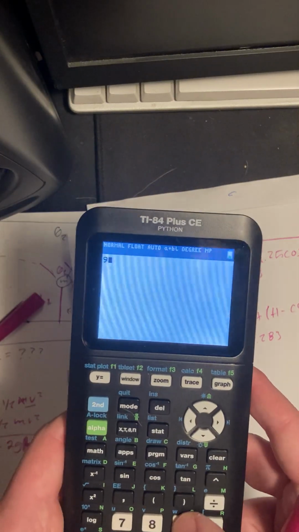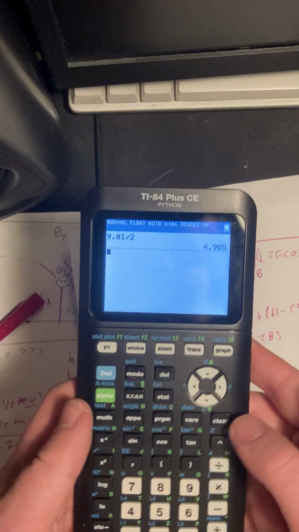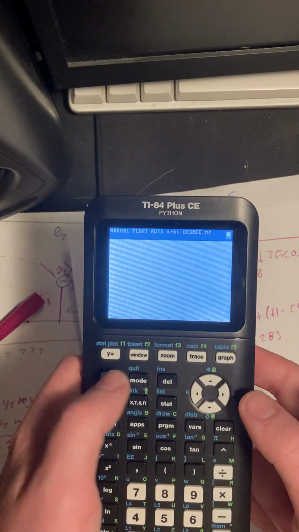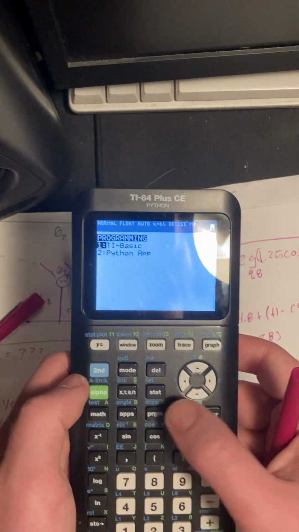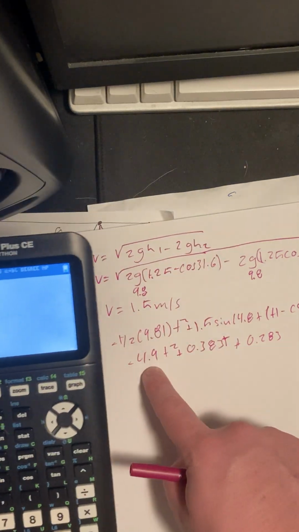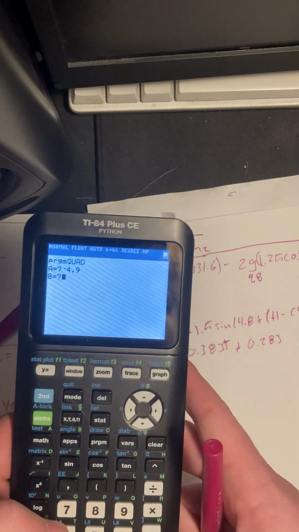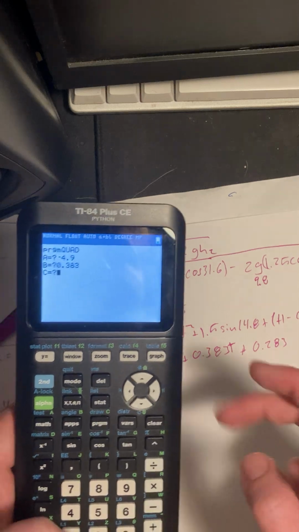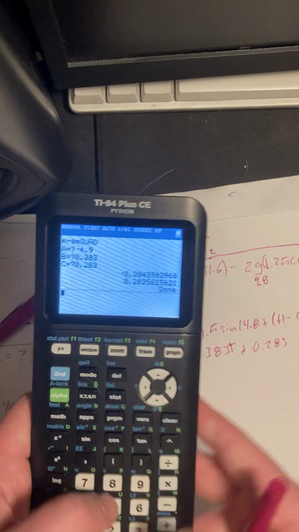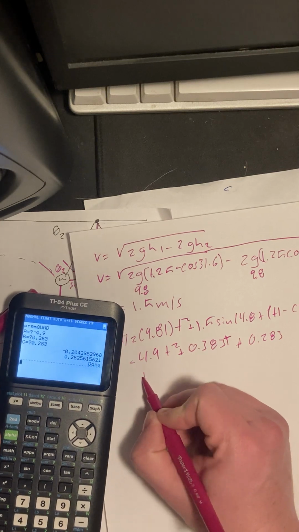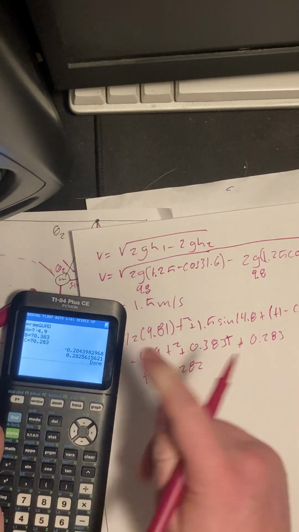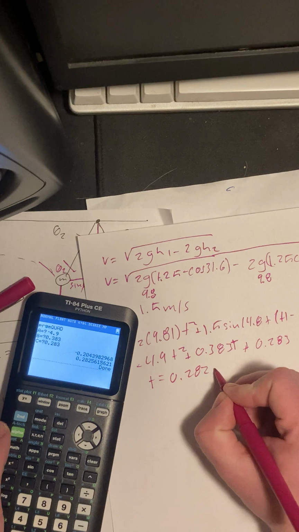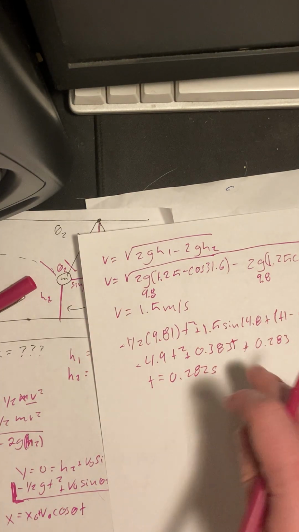Let me check something real quick though. 9.81. Yeah, 4.9. Anyways, so it's a quadratic equation. Let's solve this. Our A is negative 4.9. Our B is 0.383, and our C is 0.283. So now our t is going to be 0.282. It's going with this one because that's the logical answer, because we want positive time. It's not going to be negative seconds. So that's our time frame.